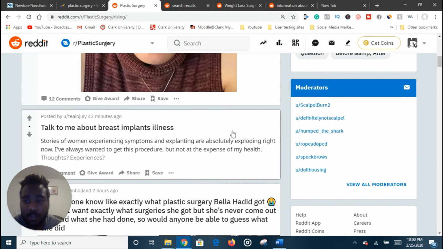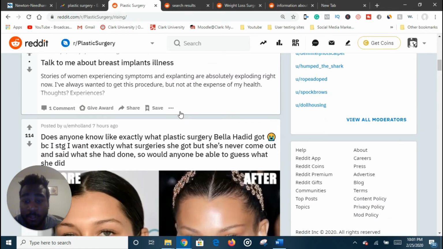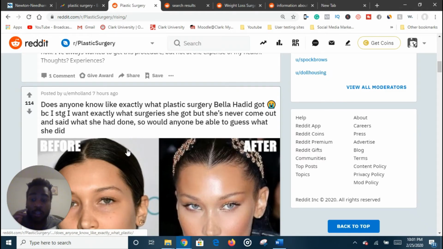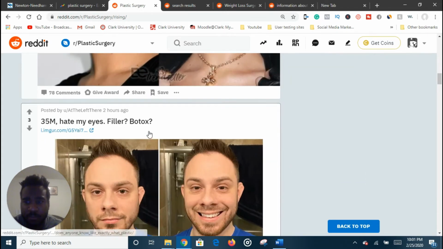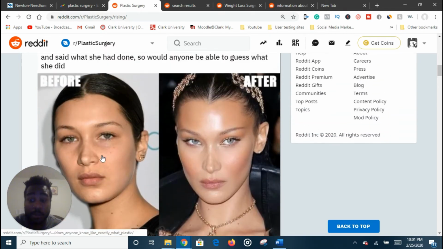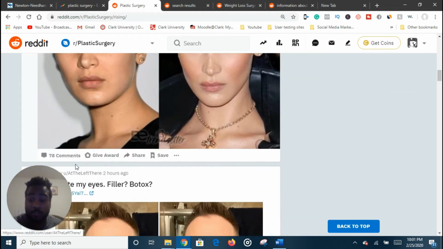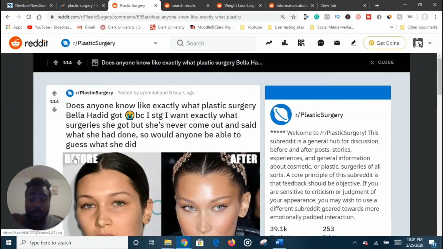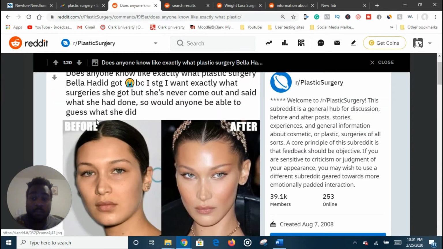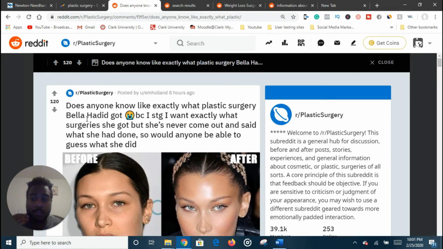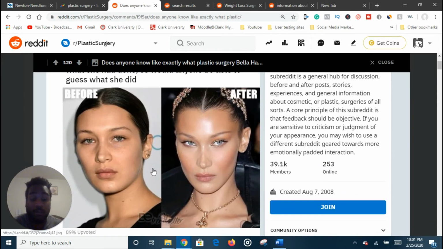And then you can talk about breast implant illness. Look, 114 votes. They want to know the exact surgeries these celebrities got to look like what they do now. And this one has 78 comments, so a lot of people have questions and opinions on what they got. So maybe you can have a lead magnet saying what kind of surgeries Bella Hadid got in order for her to look the way she did. And it's a popular thing.